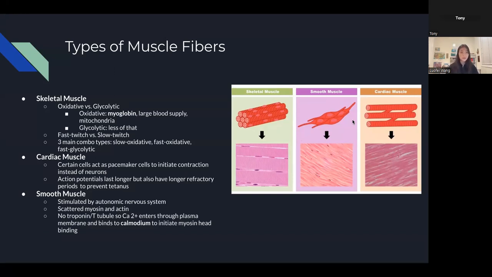Yeah. And then smooth muscle is in a lot of your blood vessels. It's also in a lot of your organs, like your intestinal tract. And they are stimulated by the autonomic nervous system, and they have scattered myosin and actin that are not arranged neatly, and they don't have a troponin and tropomyosin system or a T-tubule, so the calcium will enter through the plasma membrane and bind to calmodulin, which initiates the myosin head binding.